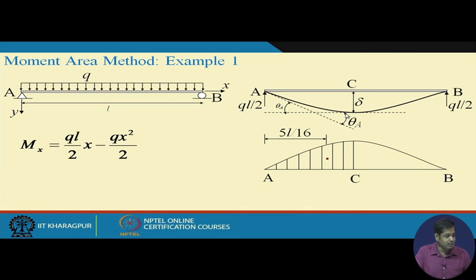So, this will be essentially the angle between tangent at A and C. So, it is essentially theta AC. Right, but since we know that theta AB was theta A minus theta B, in this case theta C is equal to 0, so this angle is essentially theta A. Okay. So, this angle is theta A, essentially the slope at point A.